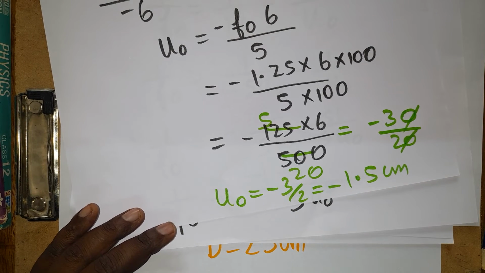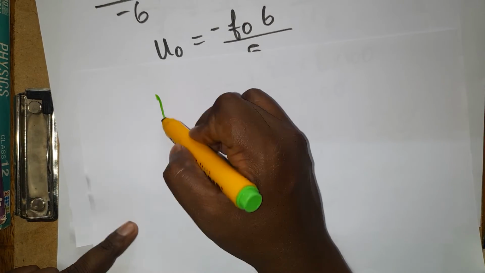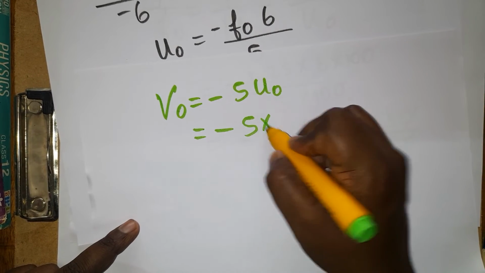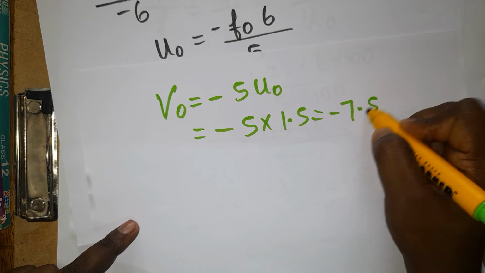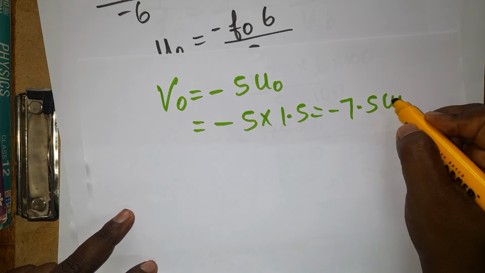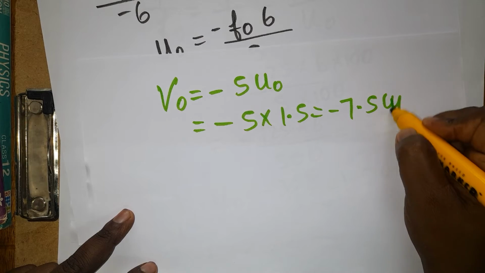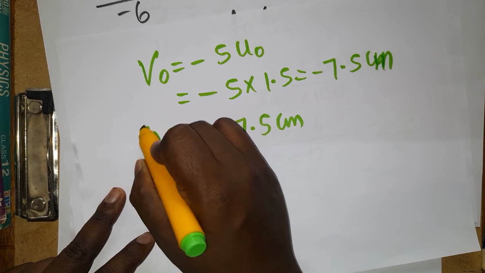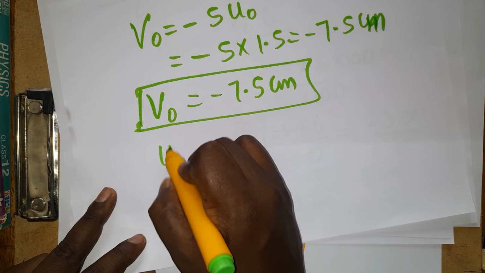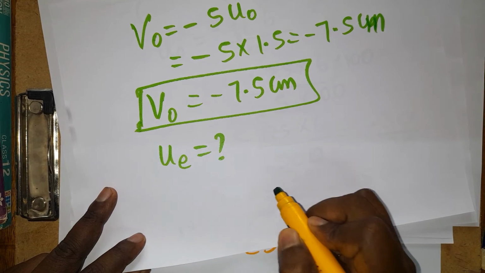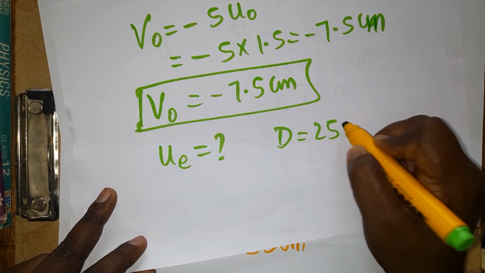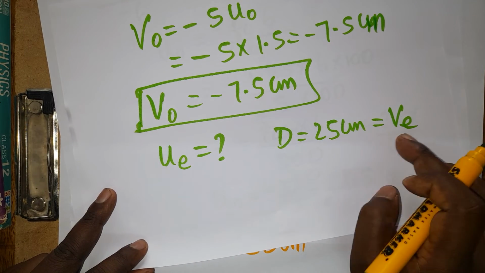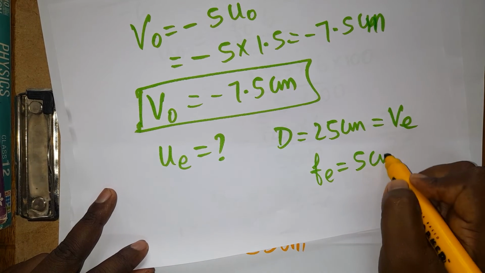Now already I told you VO we required. VO is minus 5 times UO. So UO is 1.5, so 5 into 1.5 we get minus 7.5 centimeter. So VO is equal to minus 7.5 centimeter. The next condition, I want what is UE. UE is the question mark. D I know it's going to be 25 centimeter, which is going to be VE, the image distance from the eye lens. FE also we got 5 centimeter.